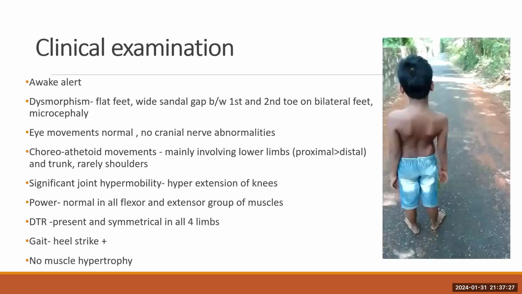Moving on to the examination. Child is awake, alert. There is dysmorphism, flat feet, a wide sandal gap between the first and second toe on bilateral feet, and microcephaly. Eye movements were normal, no cranial nerve abnormalities detected. Choreoathetoid movements mainly involving the lower lip, proximal more than distal, and trunk, rarely shoulders. Significant joint hypermobility and hyperextension of knees. Power normal in all flexor and extensor groups of muscles. Deep tendon reflexes are symmetrical.